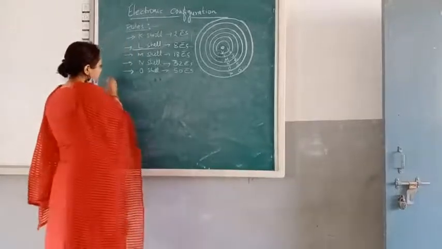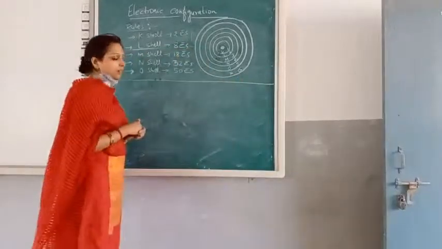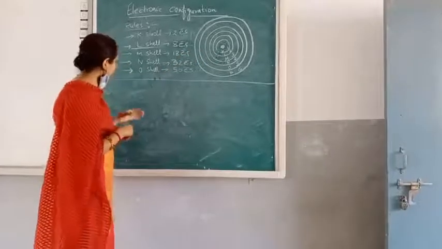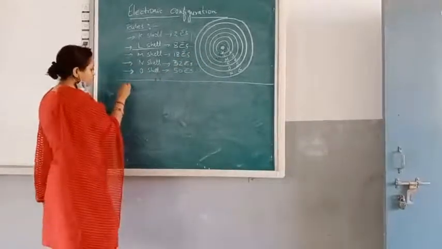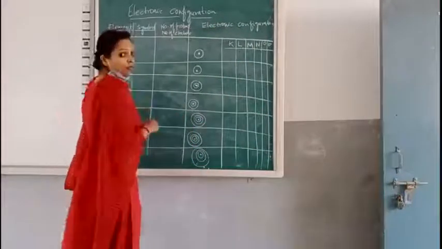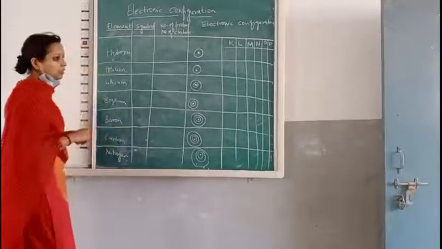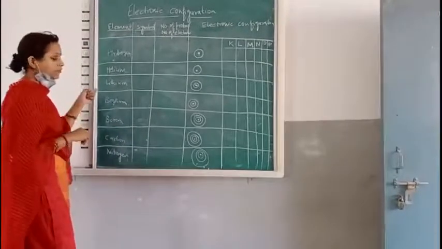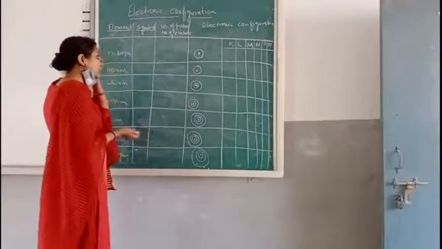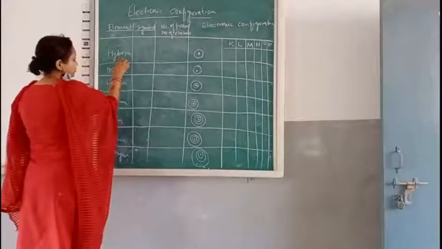Okay, so we will see now the electronic distribution of an atom, of different atoms. We will see the electronic configuration of different elements, atoms of different elements. So we will see now the distribution of electrons in different shells of an atom. We will first see the hydrogen atom.